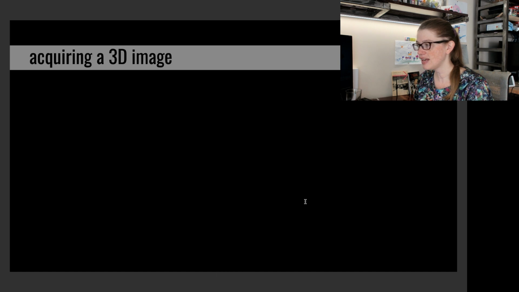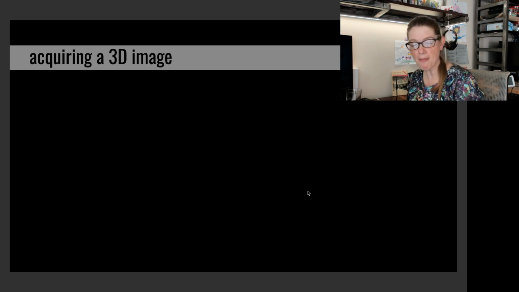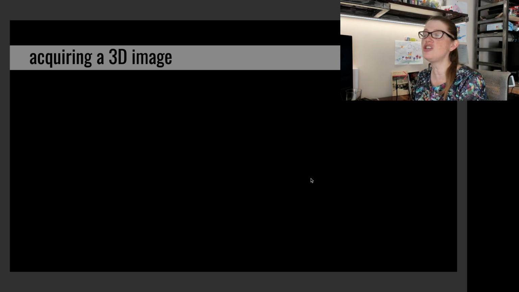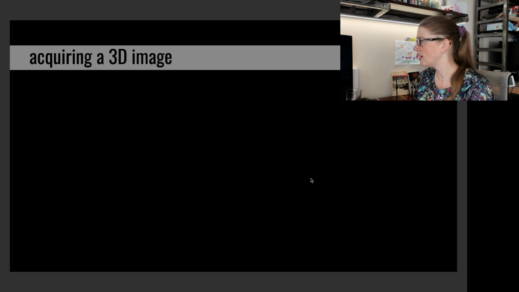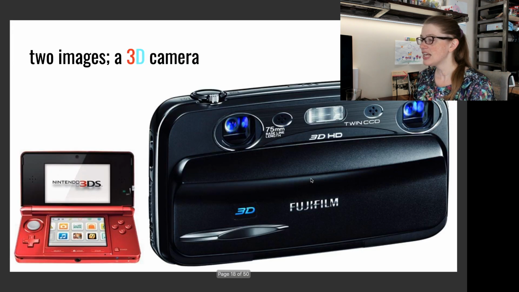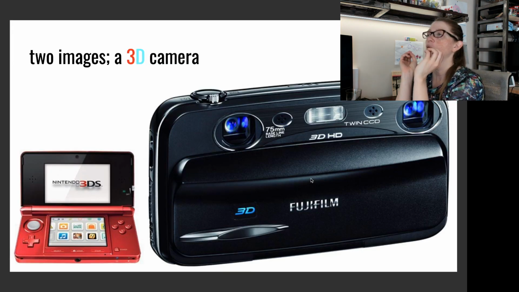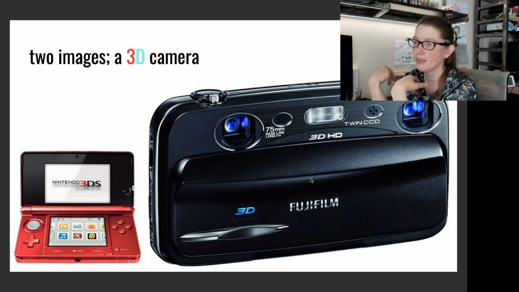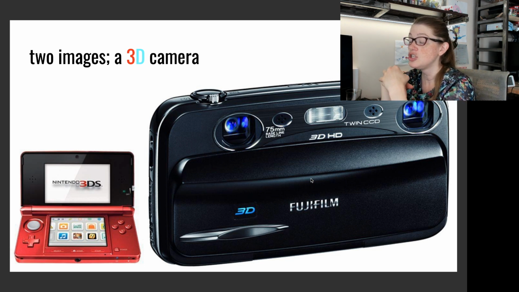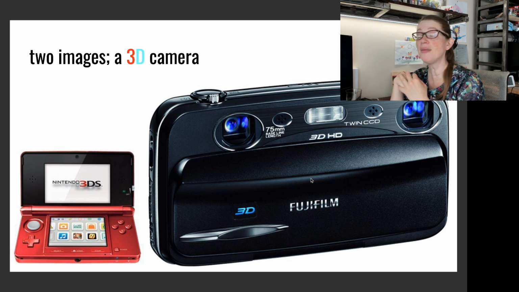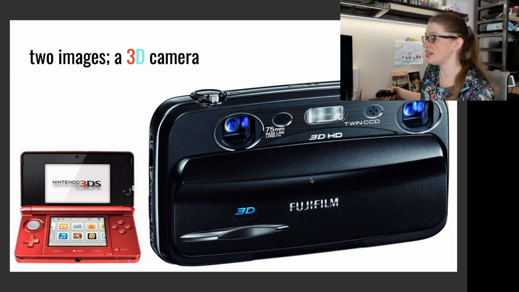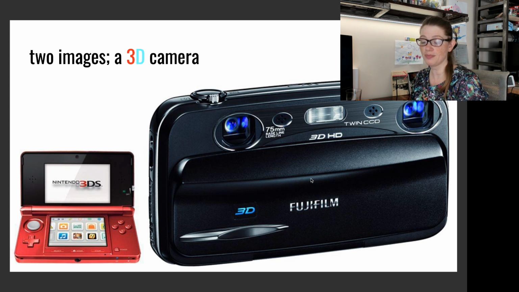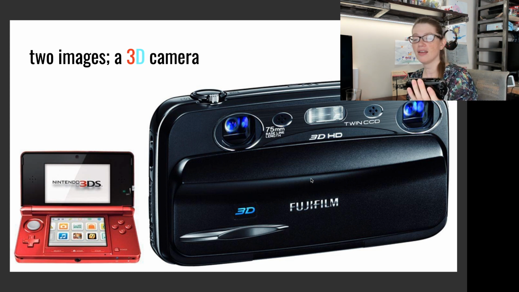All right. So I've suggested how one might acquire a 3D image, but let's actually talk about it. You need two images: one for your left eye and one for your right eye. So you could use a 3D camera. There are lots of different 3D cameras, and I've got this one that's in this image right here.